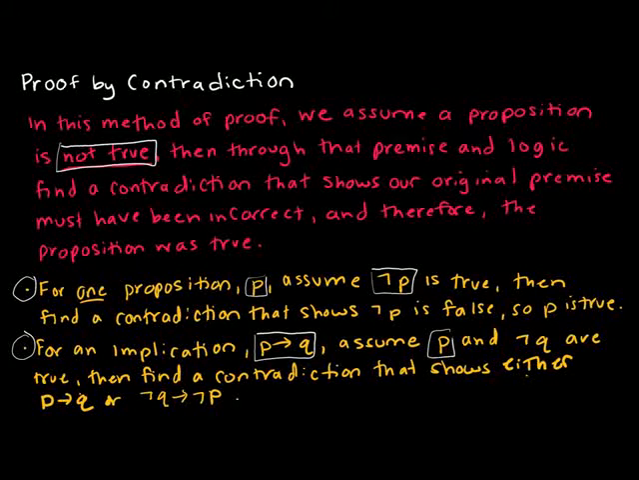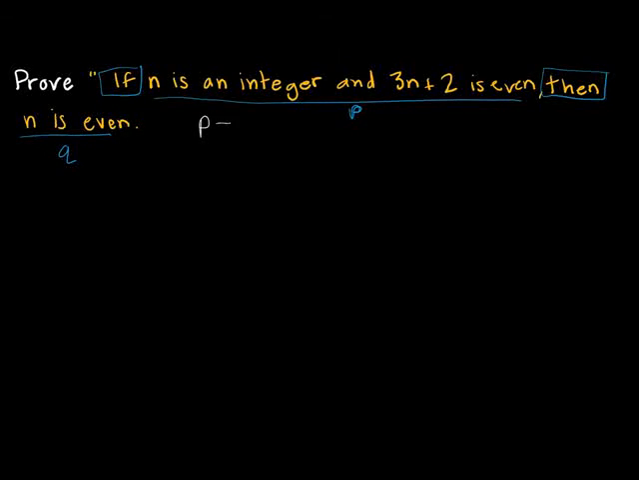both P and not Q are true. And then, again, using those same methods, we'll find a contradiction that shows one of two things. So it's either going to show that if P, then Q must be true, or if not Q is true, then not P must be true. So this second one obviously is a proof by contradiction and by contraposition, because this is what we did for contraposition. But let's take a look at how I can prove this now through contradiction.